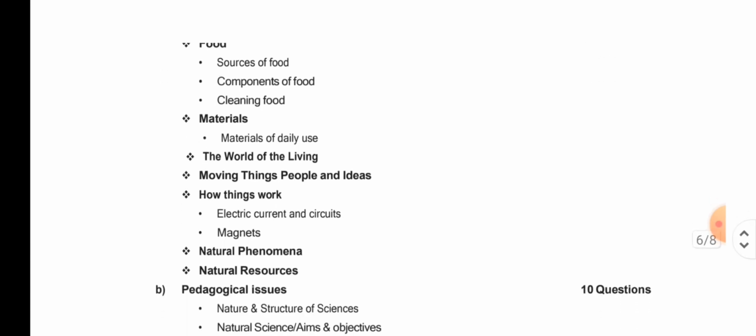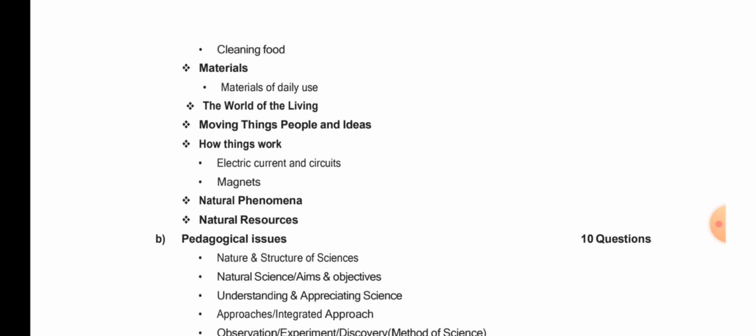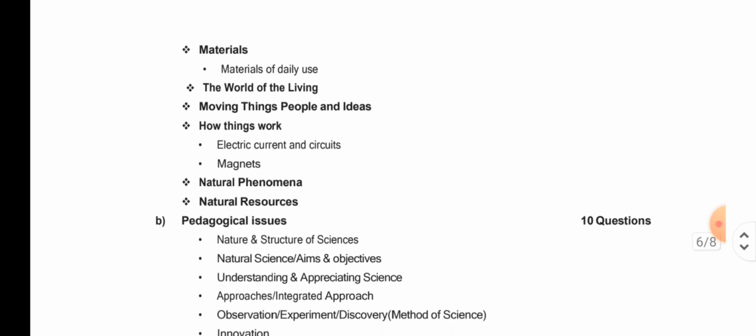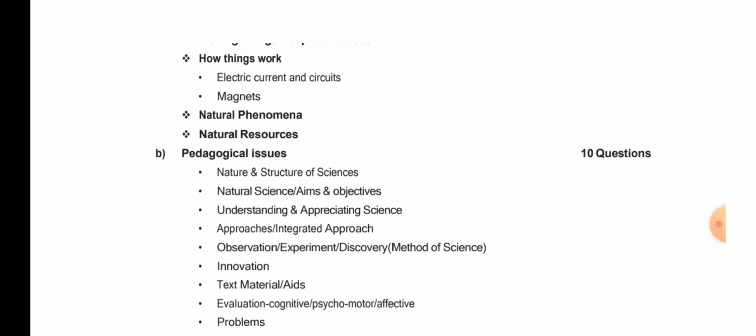So you have to know food, the different sources of food, the different components of food, cleaning food, materials of daily use, the world of the living, moving things, people and ideas, how things work, electric current and circuits, magnets, natural phenomena, natural resources. Very, very easy topics, very basics. If I get the time, I'll explain all those to you, all right?